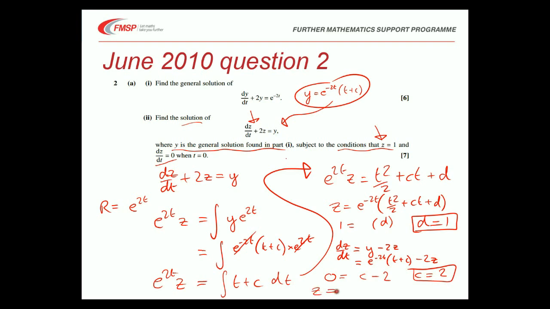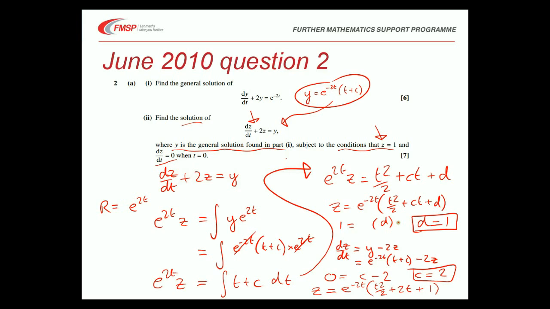And I'm done, because I can now write down the particular solution, z equals e to the minus 2t brackets t squared over 2 plus 2t plus d, which is 1. And that is my particular solution, and again, believe it or not, although I've done it quickly and you may need to pause to reflect on it all, that is worth 7 marks, mainly for reusing the stuff we did in part 1.